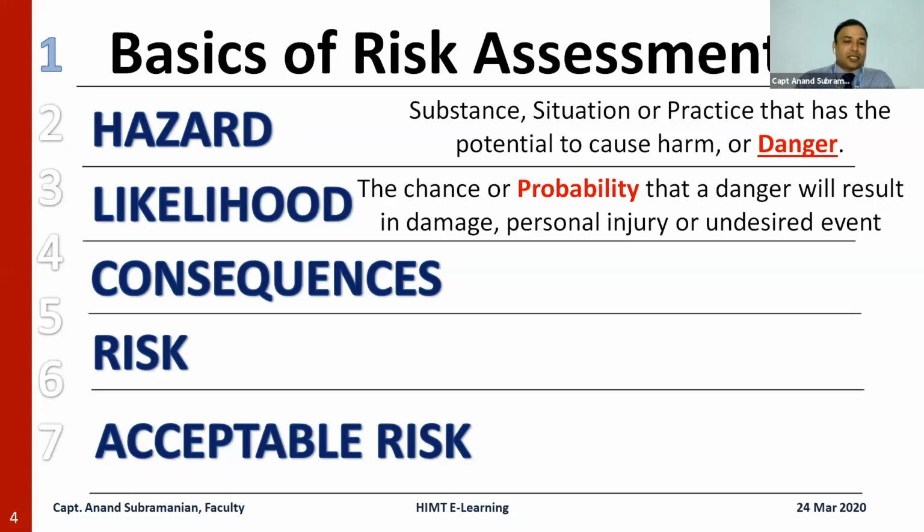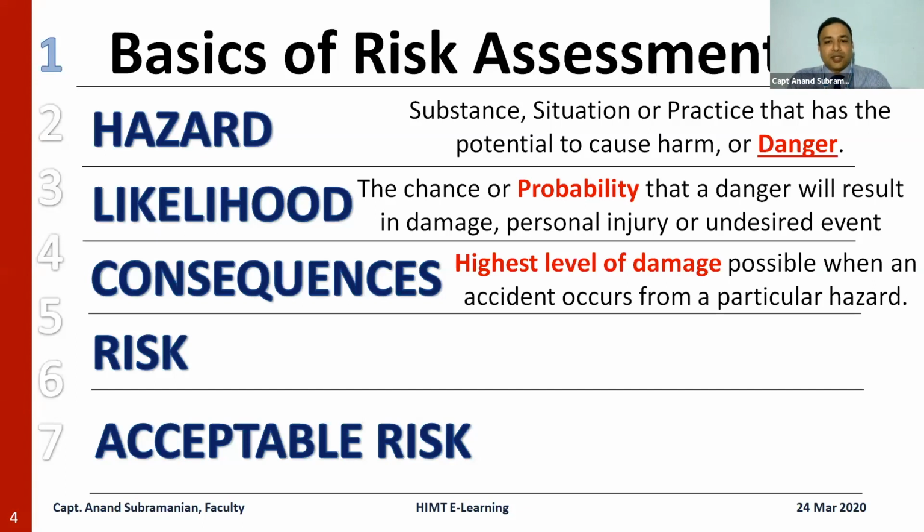Now again, as we discussed about the consequences in the previous example, the consequence is the highest level of damage. When we do this risk assessment, we go to the highest level. That means we don't go in small terms. We assume the worst case scenario. So it is the highest level of damage possible when an accident occurs from a particular hazard. Now remember that when we're doing a risk assessment, we have multiple hazards. That means all these things will have to be jotted down for individual hazards.